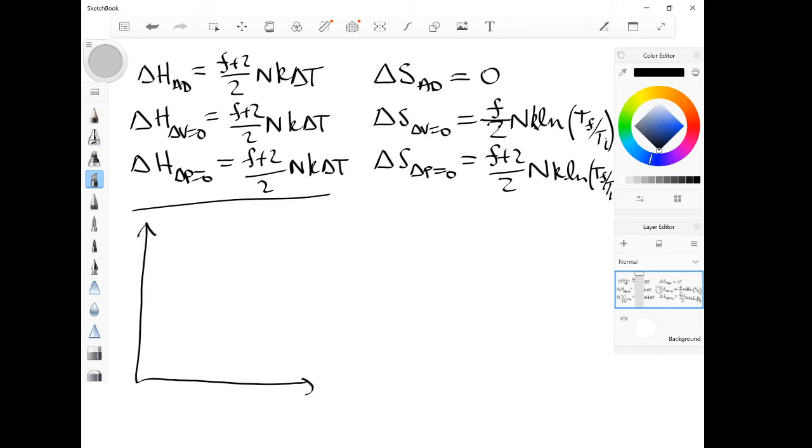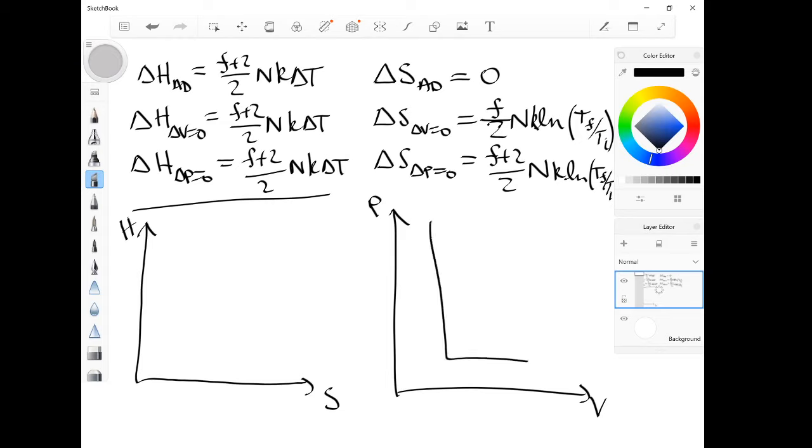So we can always just define it as such anyway. So we have enthalpy up here, entropy here, and let's compare that with the PV diagram, which is this.